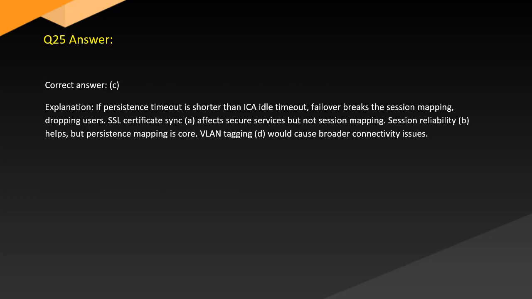Answer. Correct answer: C. Explanation. If persistence timeout is shorter than ICA idle timeout, failover breaks the session mapping, dropping users. SSL certificate sync, A, affects secure services but not session mapping. Session reliability, B, helps but persistence mapping is core. VLAN tagging, D, would cause broader connectivity issues.